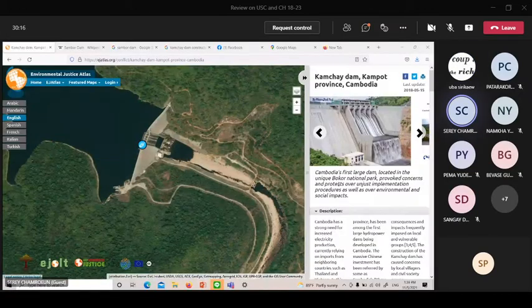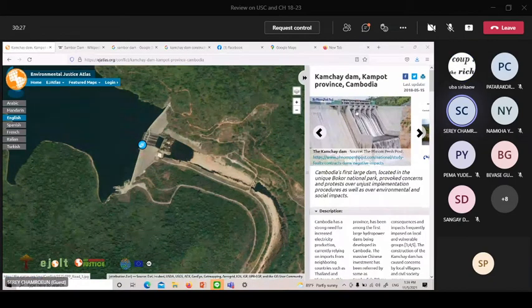I'm sharing it now, Jan. Can you see it? Yes. So what material did they use? I can't find the material, Jan. You can't find the material? Yeah, I cannot, Jan. I don't have any information about that.